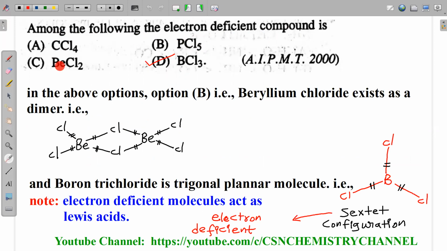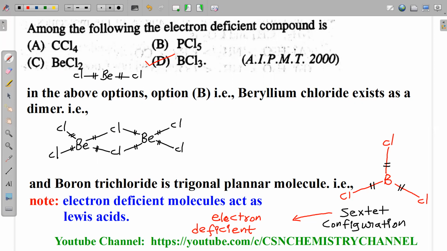In BeCl2, with sp hybridization, you can write the structure of BeCl2 as beryllium single bonded to chlorine, single bonded to chlorine, and say it is a linear molecule. Beryllium's valency has only 4 electrons. But exactly, it is not correct. Beryllium chloride exists as a dimer.